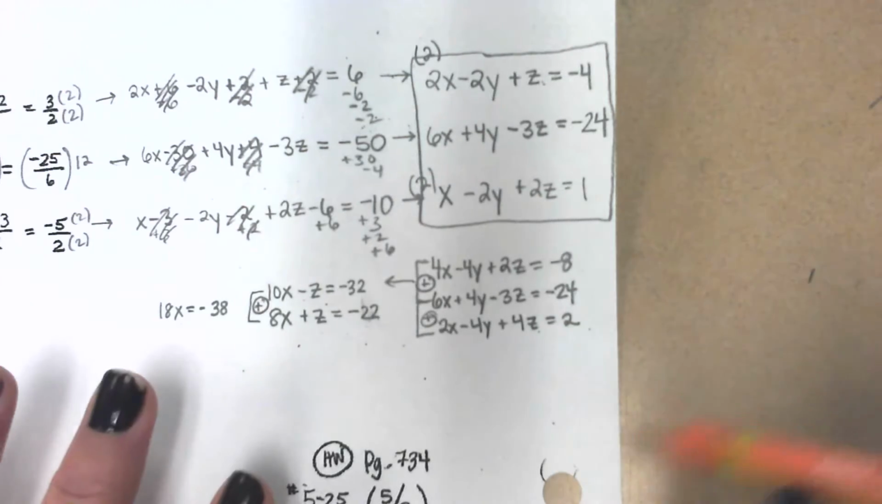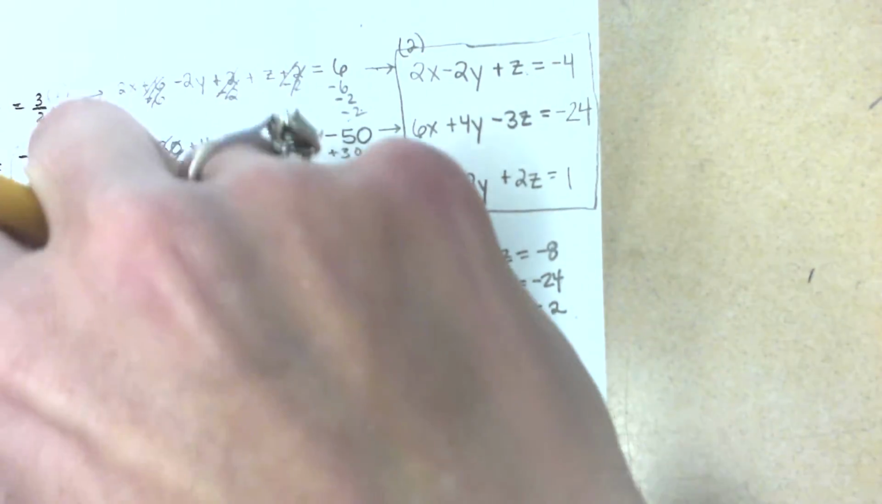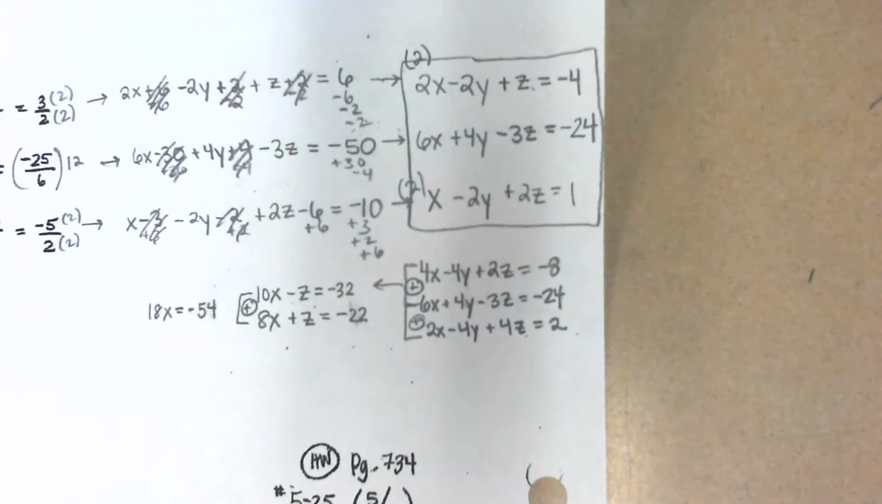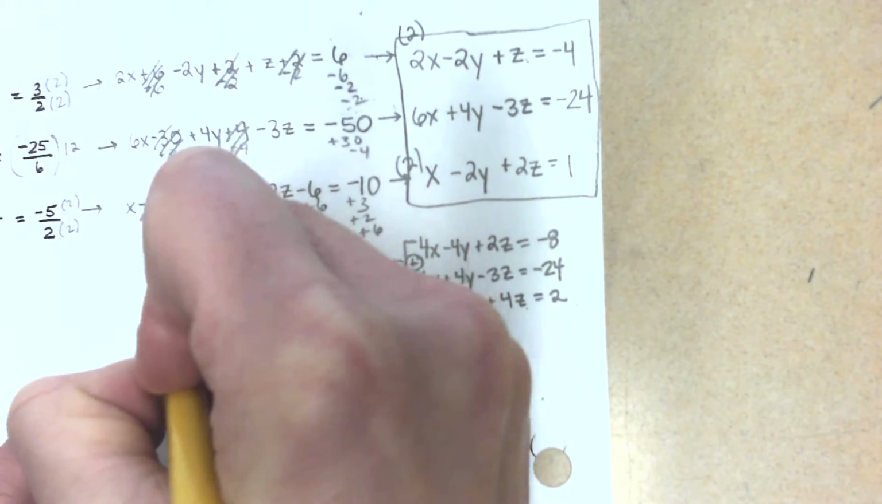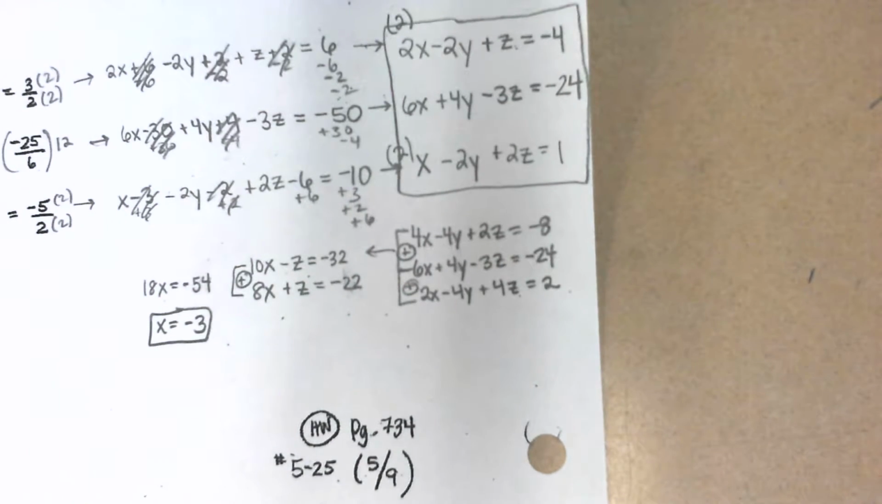So negative 32 plus negative 22 is negative 54. I like that better. Divide both sides by 18. X equals negative 3. And then it's just a domino effect backwards.